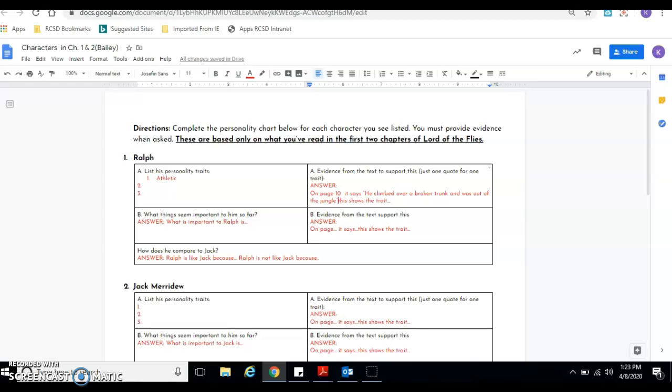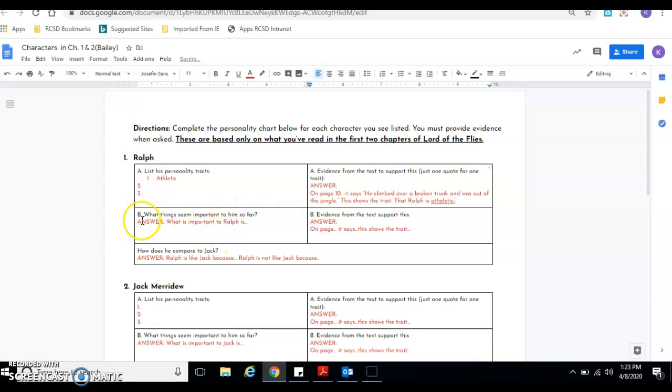This shows, or actually I should leave the period there, and then I should start with a capital letter, and this is a new sentence. This shows the trait that Ralph is athletic. Okay, so there's an example there.